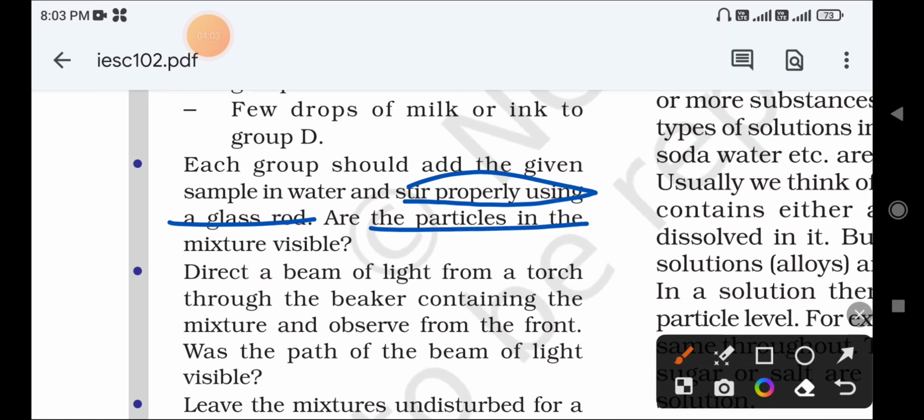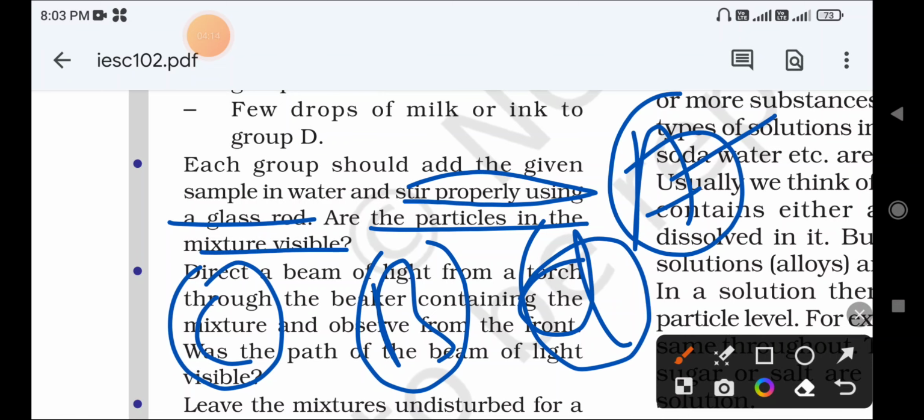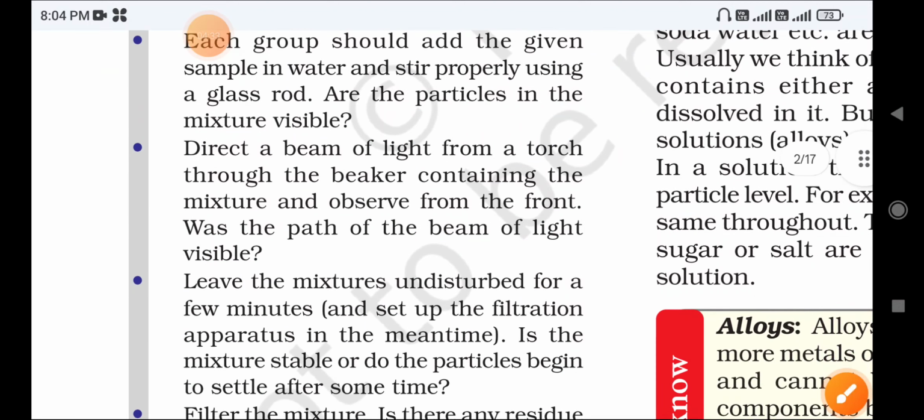Are the particles in the mixture visible? In group A, while mixing copper sulfate, the particles are visible to us. In group C, the flour or chalk powder is visible to us. In group D, with ink or milk, we observe the particles, and you have to observe that.